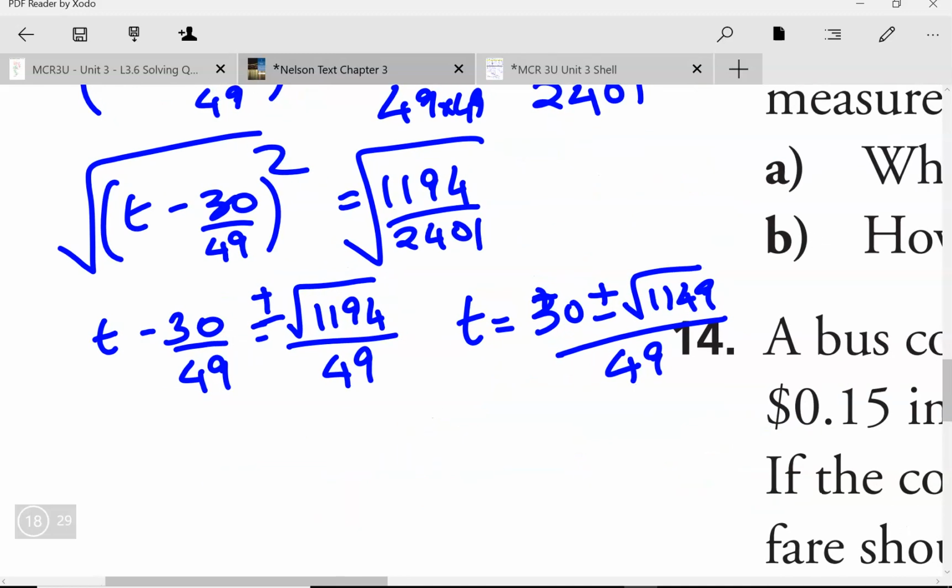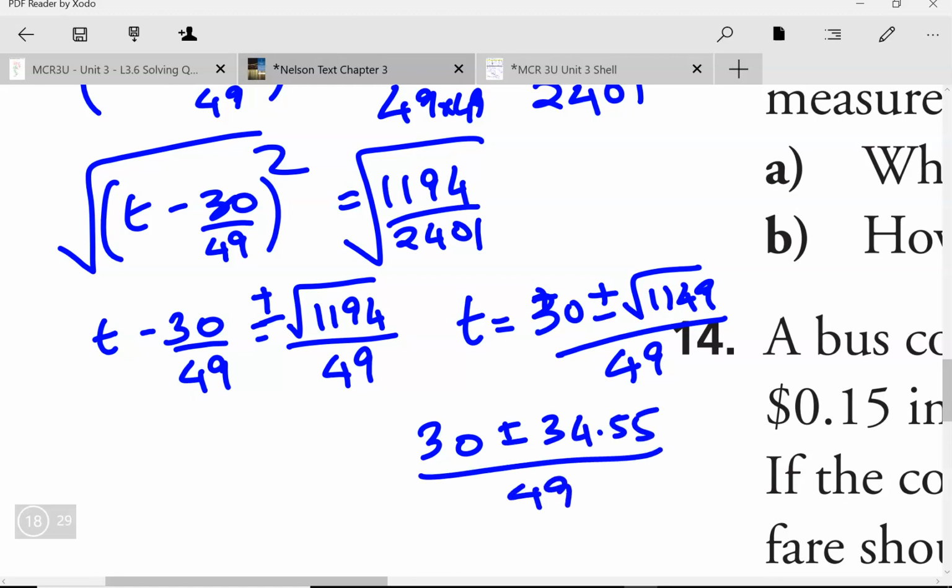Now, let's say I'm calculating this to 2 decimal places. The square root of 1149 is roughly 34.55. So I get 30 plus or minus 34.55, divided by 49. So again, this splits into two here. I have 30 minus 34.55 divided by 49.